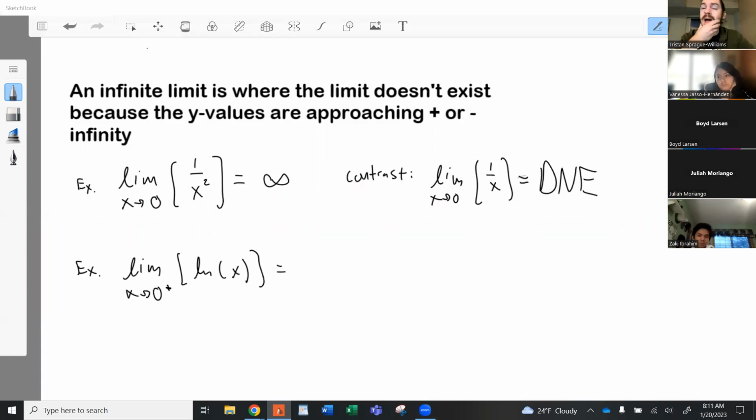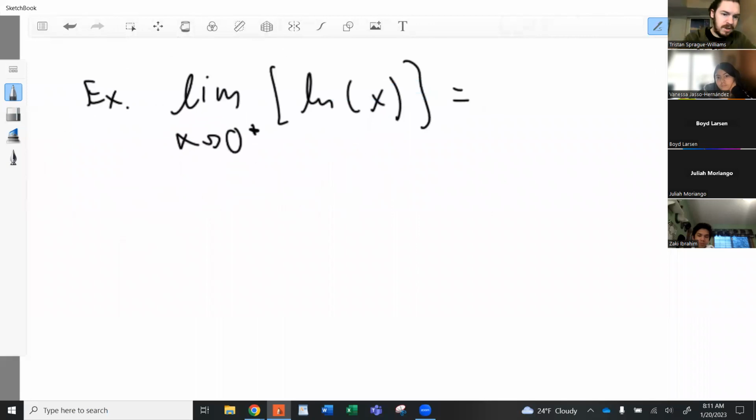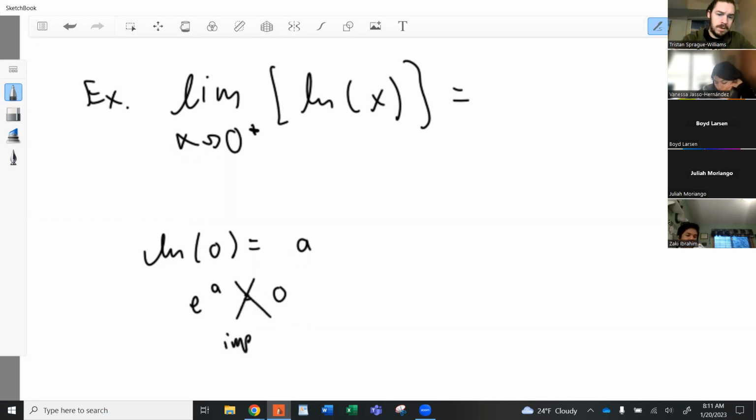The reason being, if you tried to do ln of 0, and that was equal to some number, let's call it a, then this would mean that e to the power a equals 0, right? But no matter what a you pick, no matter what number you raise e to the power of, you're never going to get 0 out of that, right? This is impossible. So that's why this is also impossible. You can't have the log of 0. So log of 0 is undefined.